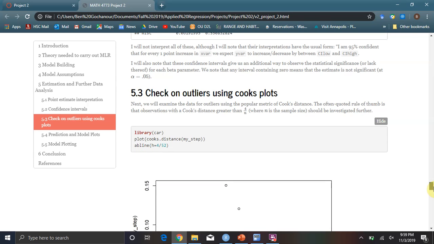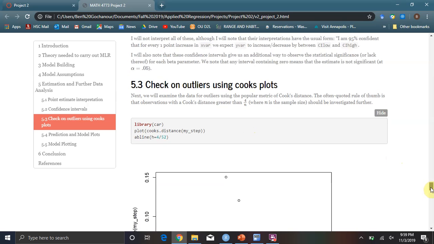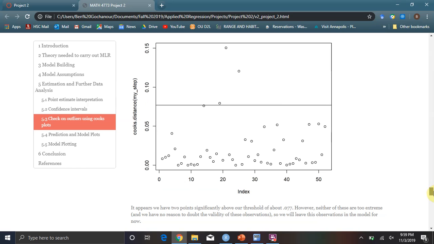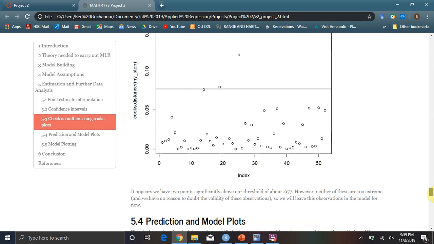Also check on some outliers here. We know that the cutoff value for a significant outlier is typically 4 over n, where n is the sample size. So I've plotted that line here, and we see that there are a couple above this point. Given that I have no reason to doubt the validity of these observations, I'm not going to remove them, but it is good to take a look at this and could be considered in a future study.